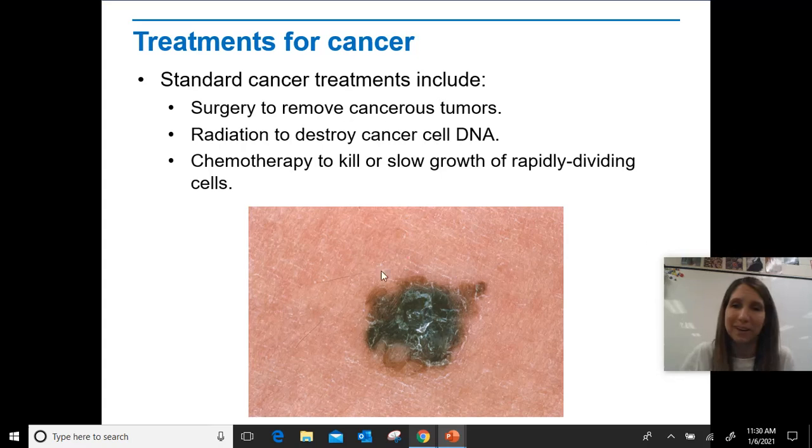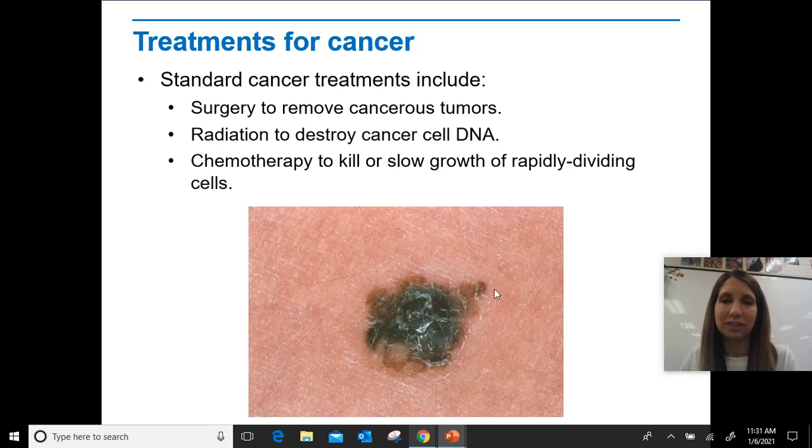This little picture right here is of a mole on someone's skin, and this is my normal time when I have a little PSA about skin care, and also visiting a dermatologist if you notice anything odd. This mole is very odd. If you ever see one like this on your body, you definitely need to go see your doctor and have that checked out.